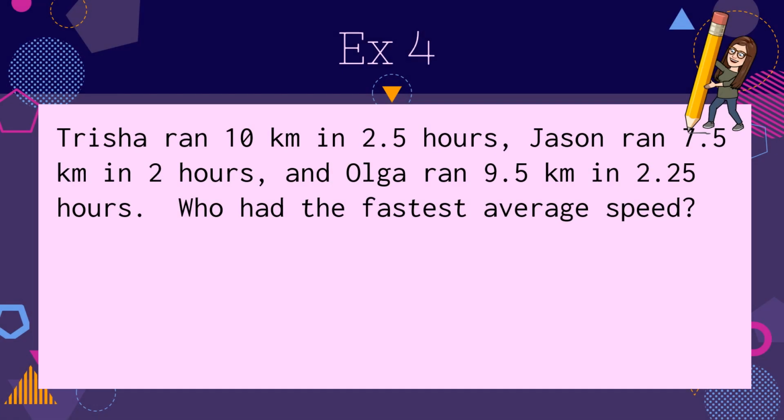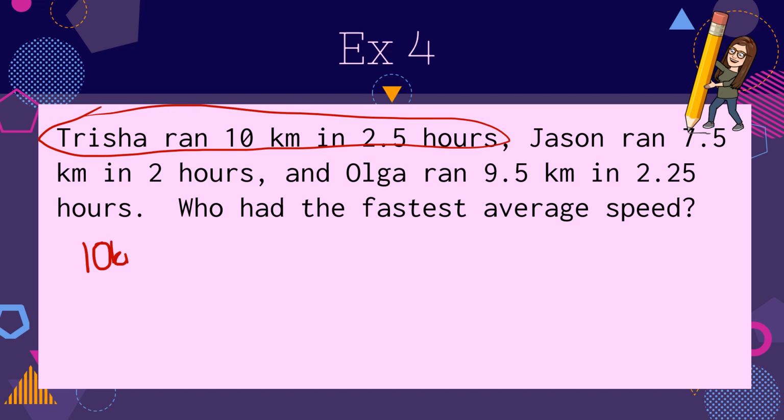All right, let's take a look at one more example. Now, the previous example is a little bit easier since it was written as a table. And this one is a few sentences. But we can turn this information into tables if needed. So for example, the first statement is talking about Trisha. And it says, Trisha ran 10 kilometers in 2.5 hours. So here's my rate, right?